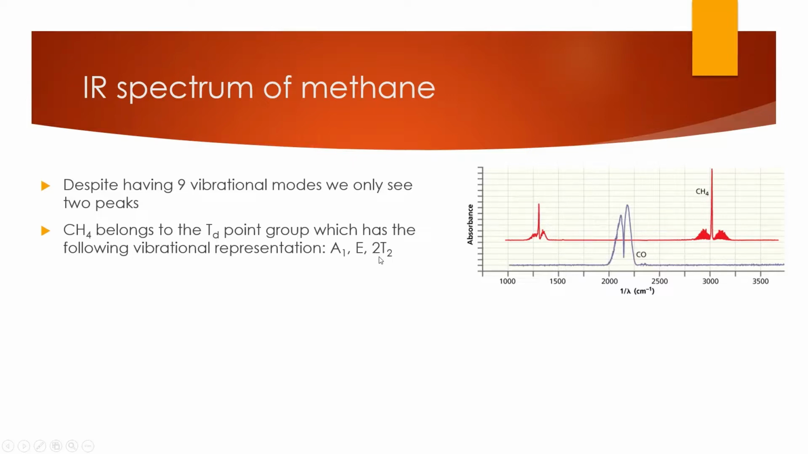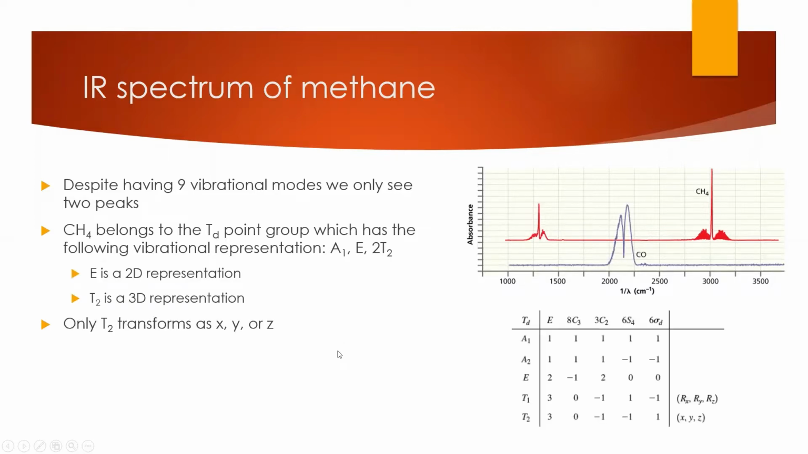Now, this looks like 3 and not 9, but remember that E, we talked about E last time, these E representations are 2-dimensional, and it turns out the T representations are 3-dimensional. So here we have 6 plus 2 is 8, plus 1 is 9. So we have 9 modes here.